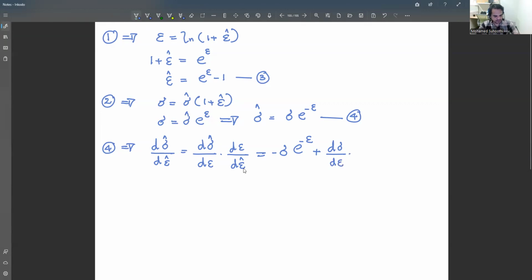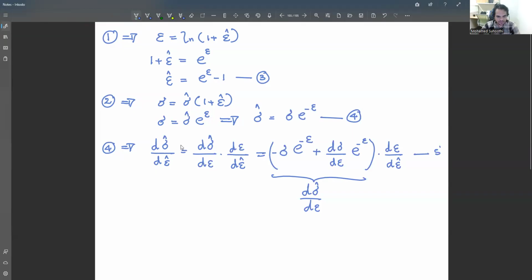Okay, keep this one, right? Keep e to the minus epsilon. So now what is that? I have to differentiate this one with respect to epsilon, then this one I have to differentiate, right? So that means this is actually this one, and this one remains. Now this part I can calculate from the third equation.